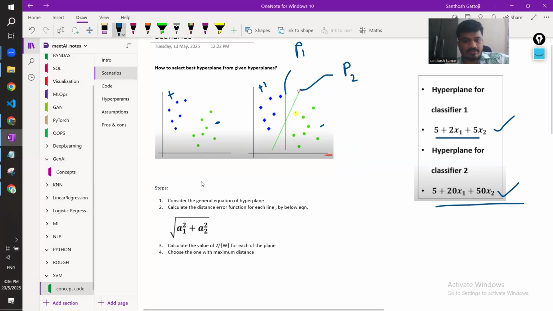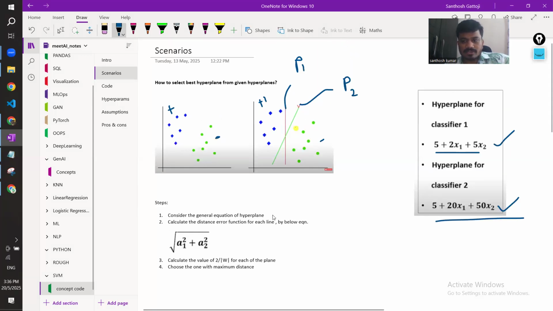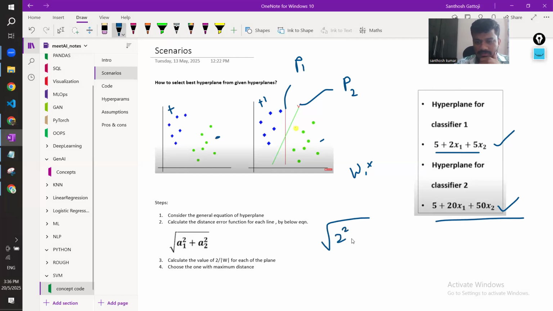Now there are a few steps. Consider the general equation of the hyperplane, which is W1 x1 + W2 x2. After that, calculate the distance error function for each line. These are the coefficients, so for this, it will be the square root of 2 square plus 5 square, the coefficients squared. And for this, it will be the square root of 20 square plus 50 square. This we need to do.